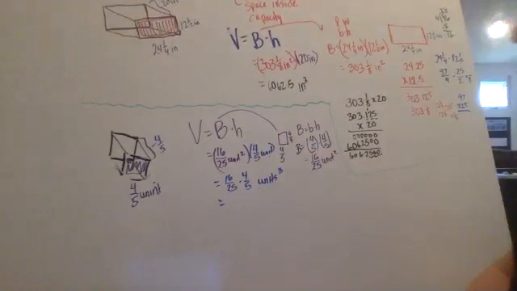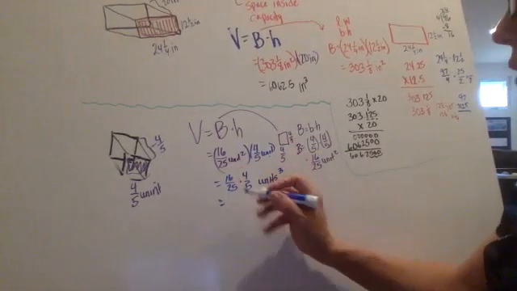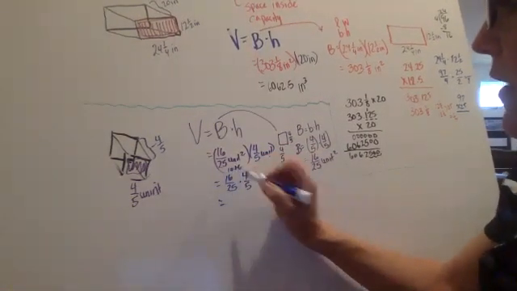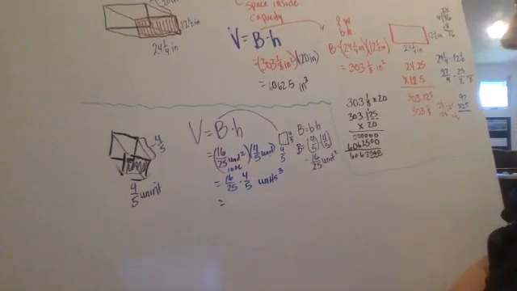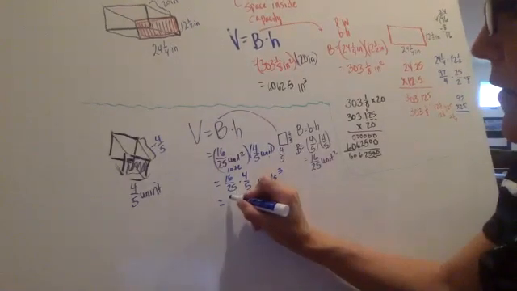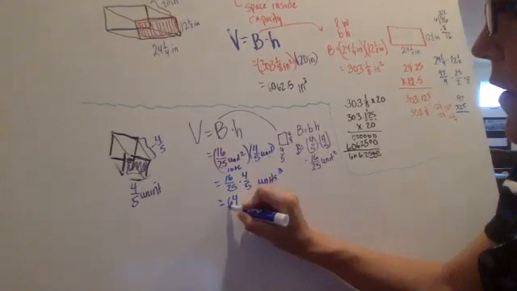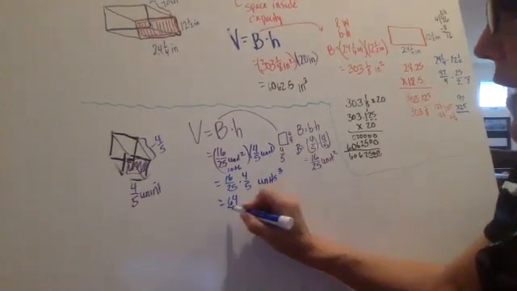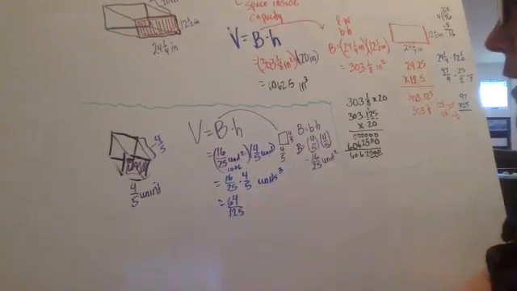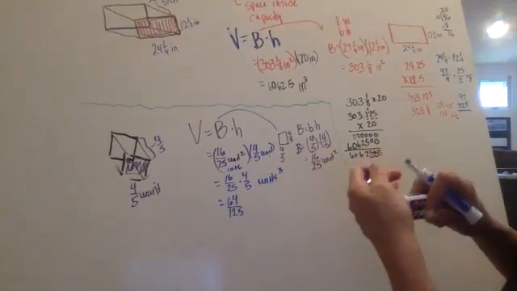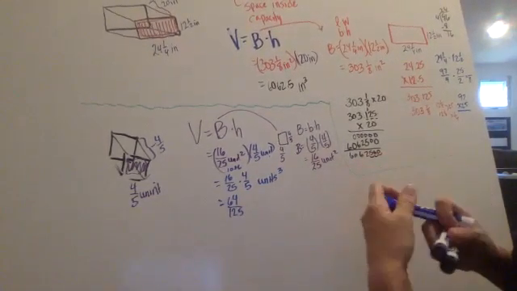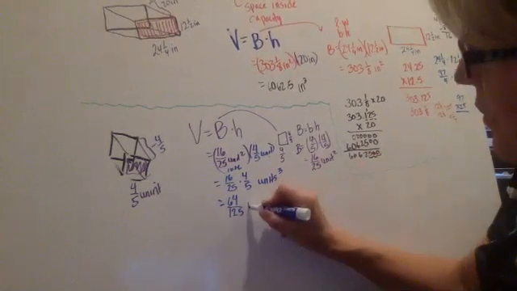So 16 times 4. If I think of 16 as 10 plus 6, 4 times 10 is 40. 4 times 6 is what? 24. 24 and 40 is 64. 64. 25 times 5, that one I just know. 125. 5 quarters is $1.25. And that's units cubed.